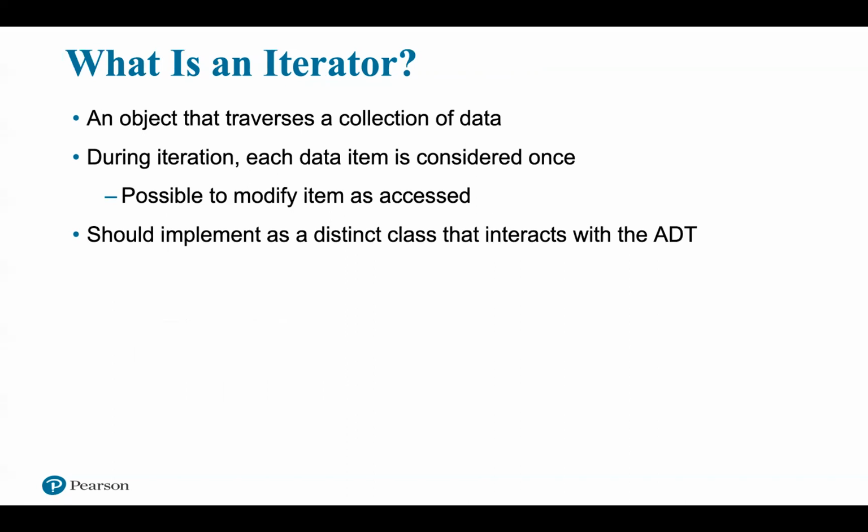If you pause at a particular line, your finger would be on the current line, and then there would be a previous line and the next line. All those things are things that we have discussed before. An iterator enables you to step through or traverse a collection of data, such as a list, beginning with the first entry. During iteration, each data item is considered once, and it should be implemented as a distinct class that interacts with the ADT. Those are some of the things we wanted to point out.